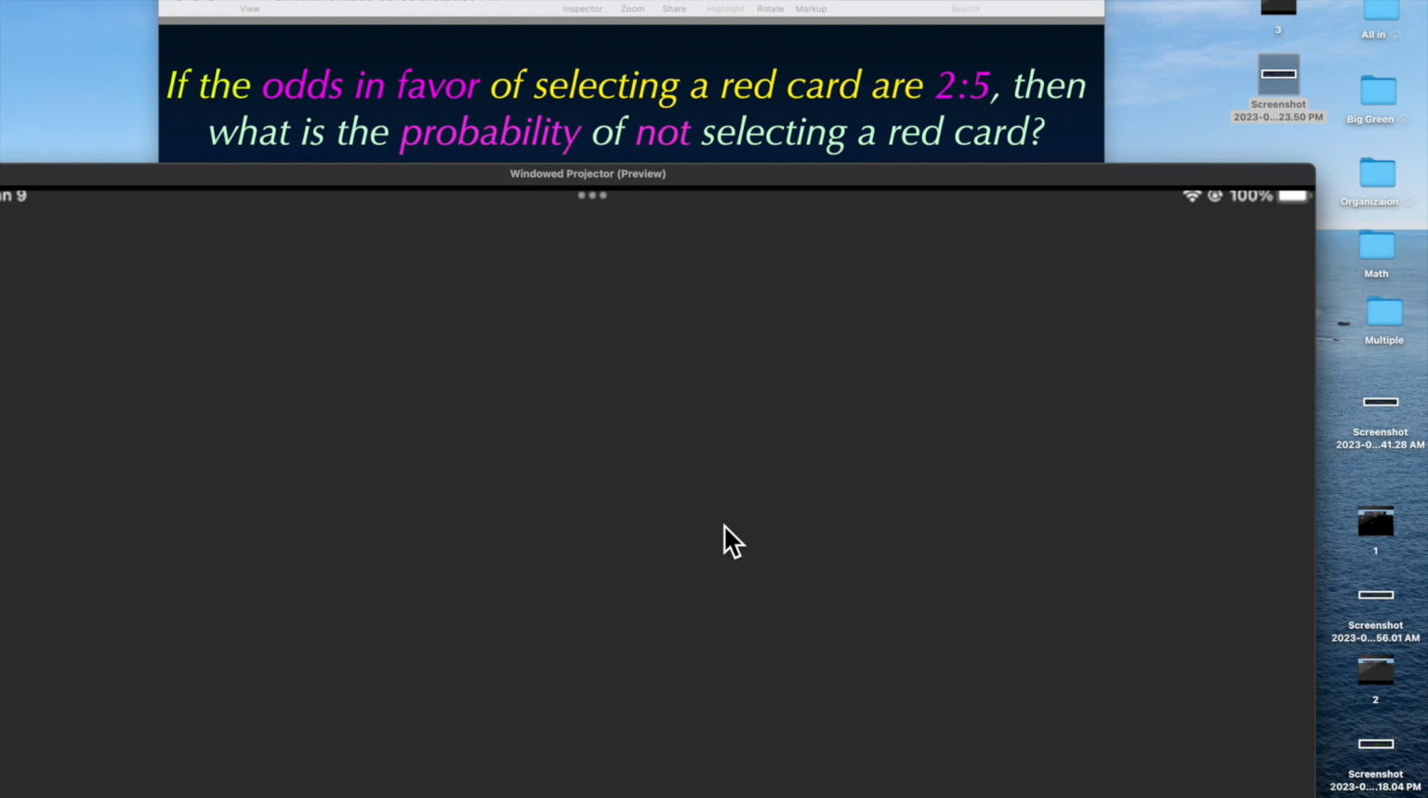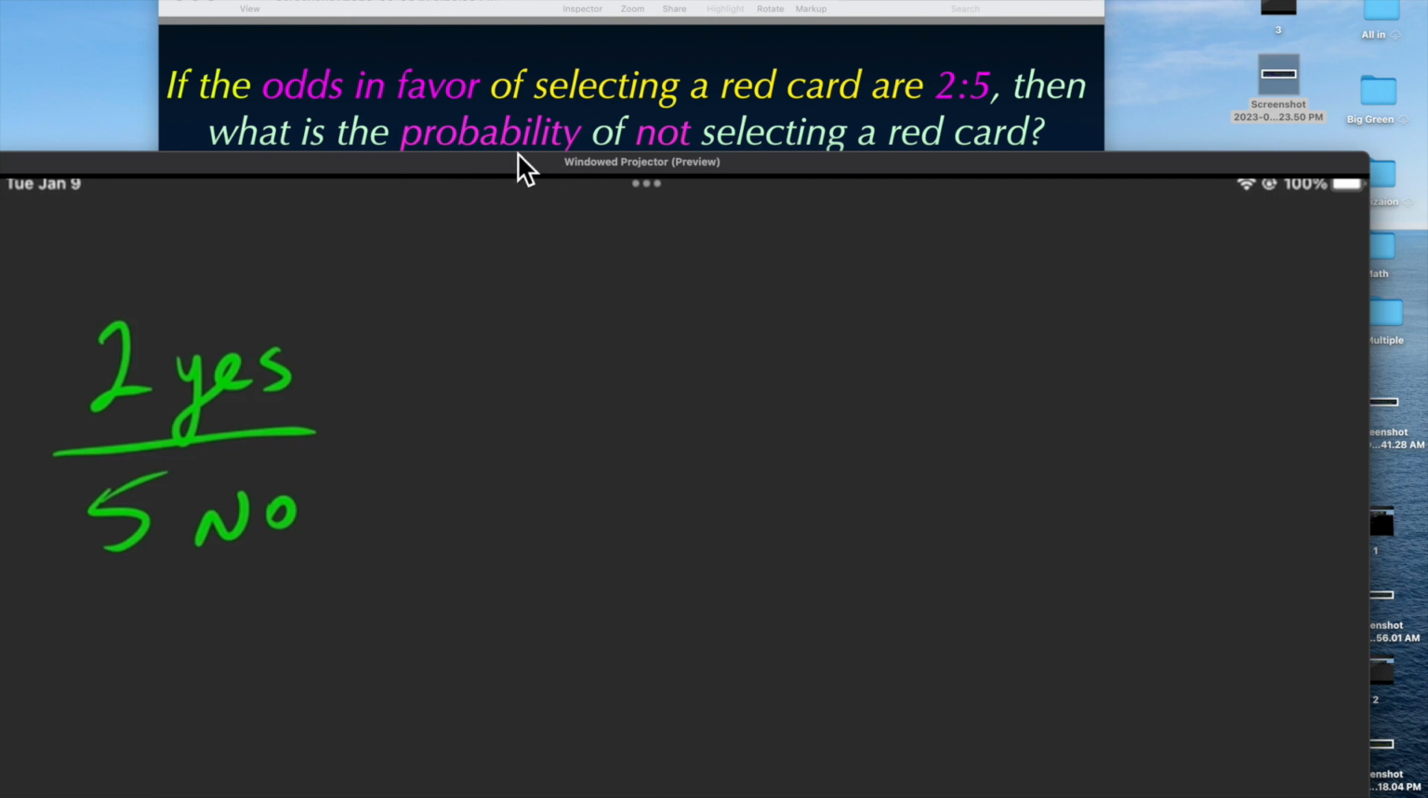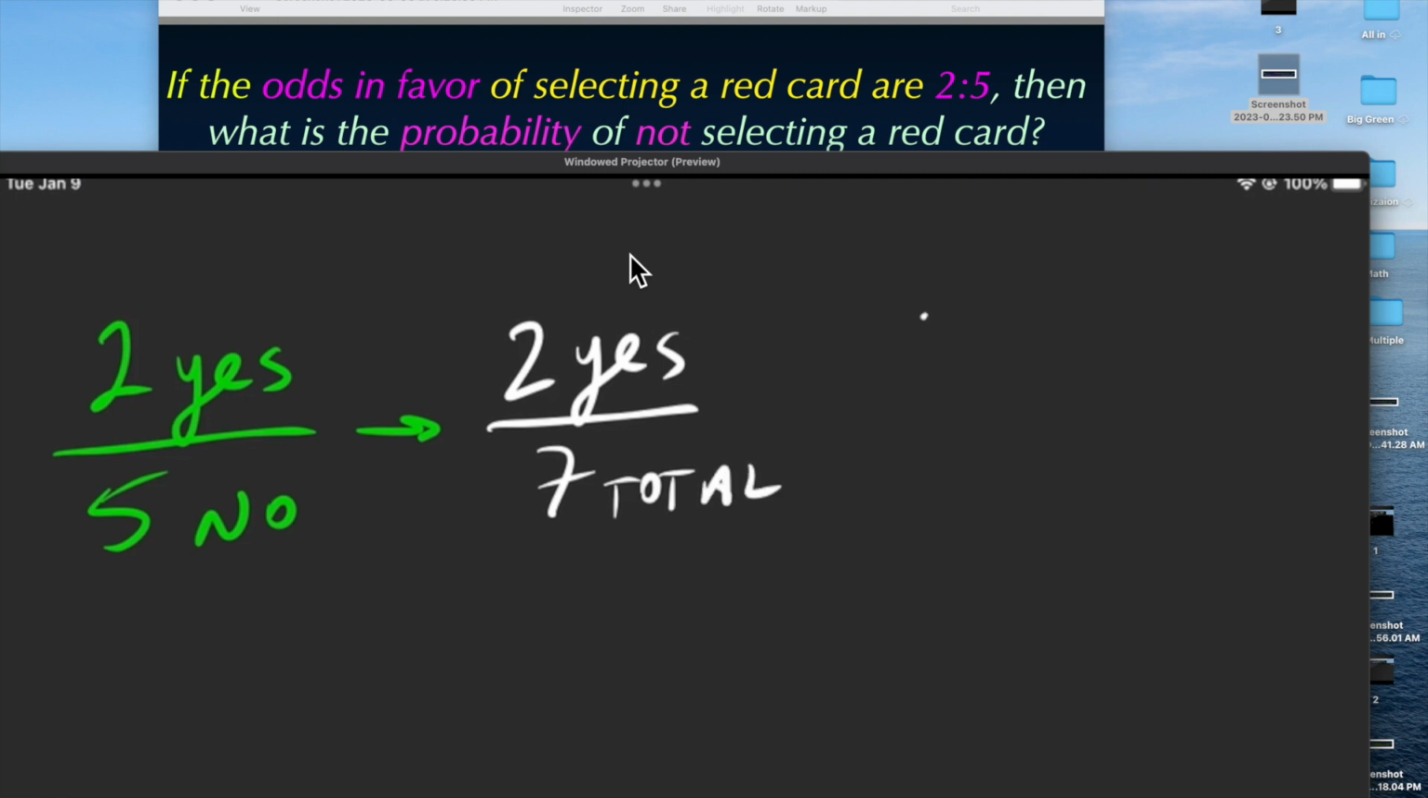In this next and final example, we are asked if the odds in favor of selecting a red card are 2 to 5, then what is the probability of not selecting a red card? Odds in favor, 2 to 5. That means for every 2 yes, there's going to be 5 no in terms of selection of a red card. To get probability, we need to have total. So this is another way to say this is there's going to be 2 yes for every 7 total. And there's also going to be 5 no for every 7 total.